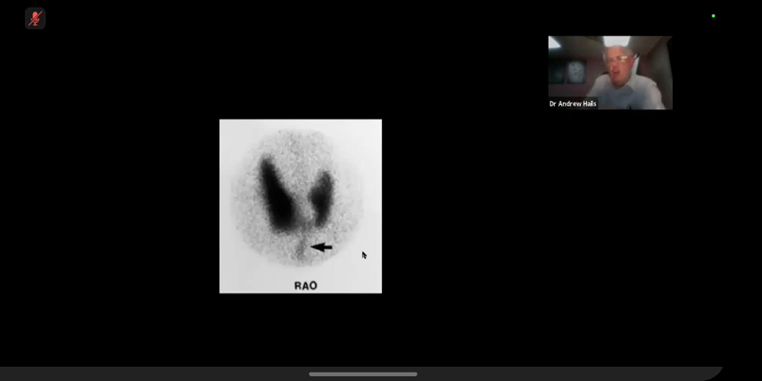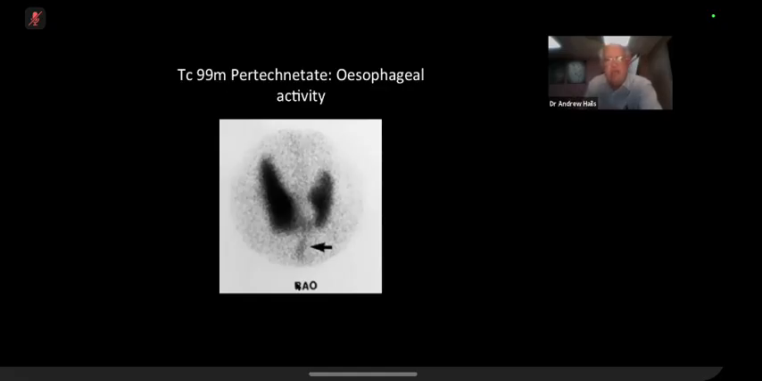And this is a common sort of artifact, as it were. You may see this on a radioisotope thyroid scan. It's because the pertechnetate has been secreted by the salivary glands and it's gone down the esophagus. And if you get the patient to take a drink, that will just disappear.